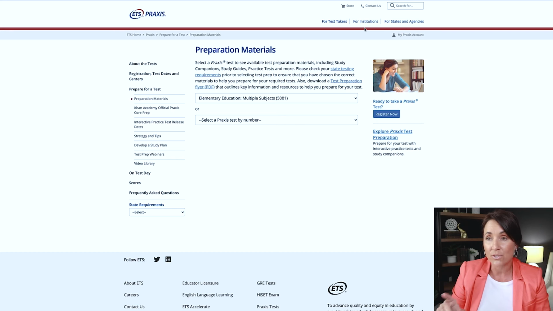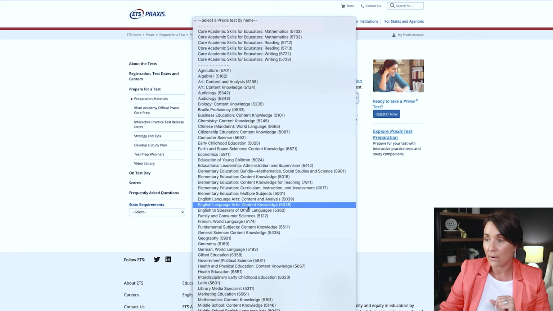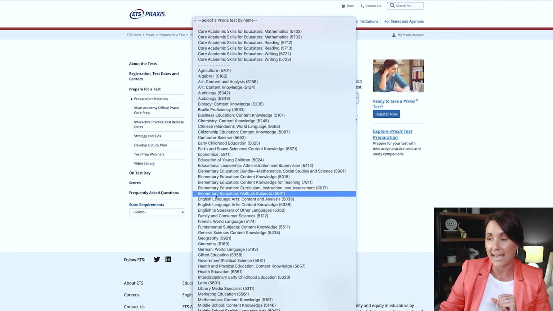And I'm going to show you how to locate it and how to use it the best you can for this exam. So what you're going to want to do is go on over to the ETS Praxis website. You can see the URL is here, and I'll put this in the description for you. Now, when I go over to the preparation materials page on the ETS website for Praxis, you simply click here, select Praxis test by name, go down, and today we're talking about Elementary Education Multiple Subjects 5001.